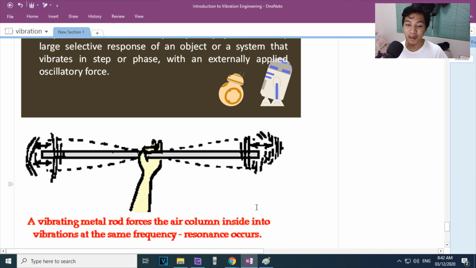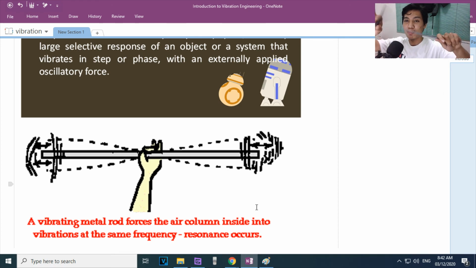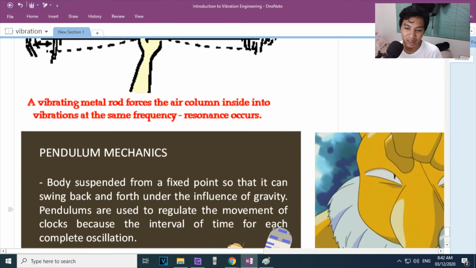The same frequency. Ito, may frequency yan. Ganyan kabilis ko siya pinapagalaw. So, pag nag-take effect siya sa isang body, inuulit lang nun. Yun ang resonance. Okay? Same frequency close to that body.